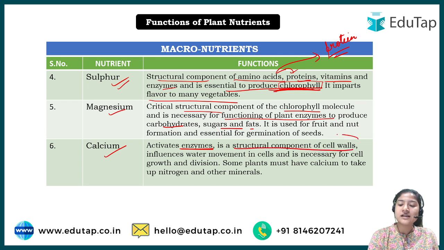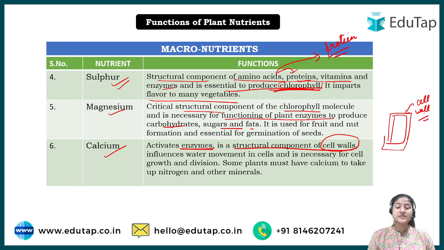Structural component of cell wall. Plants have an additional outline, that is the cell wall, to protect the cell because plants cannot move, right? That is why the cell wall is there, and it influences water movement in cells and is necessary for cell growth and division. It is important for cell growth and breakdown of the cell.